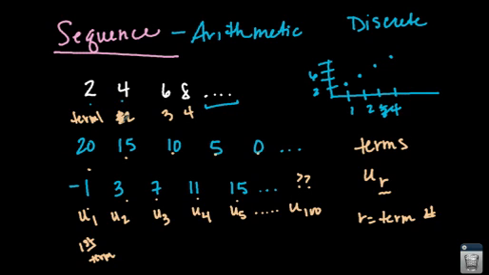So I should not have written this t thing. This is just term 1, term 2, term 3, term 4, which we would write as u sub 1, u sub 2, u sub 3, u sub 4. Oops, u sub 4, okay?